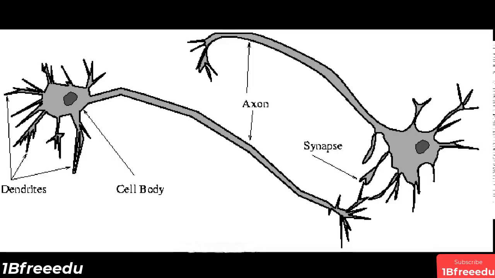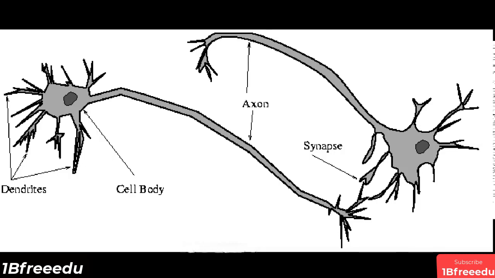Working of a biological neuron. A biological neuron is the basic unit of any brain, either it's the human brain or any other animal brain. And the artificial neuron is an imitation of the working of a biological neuron. So it is important to understand the working of a biological neuron.